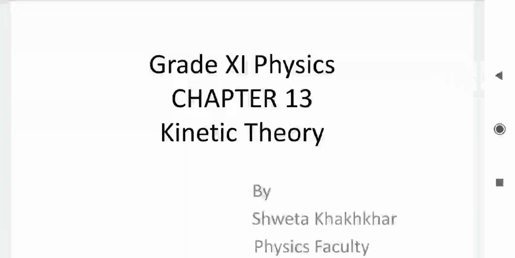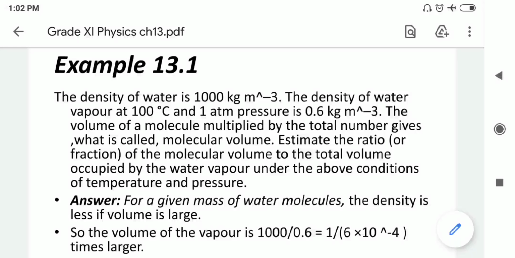Hello students, let us start our new session of chapter 13, Kinetic Theory. Now let us understand example 13.1. The density of water is 1000 kg per meter cube. The density of water vapor at 100 degrees Celsius and 1 atmospheric pressure is 0.6 kg per meter cube.